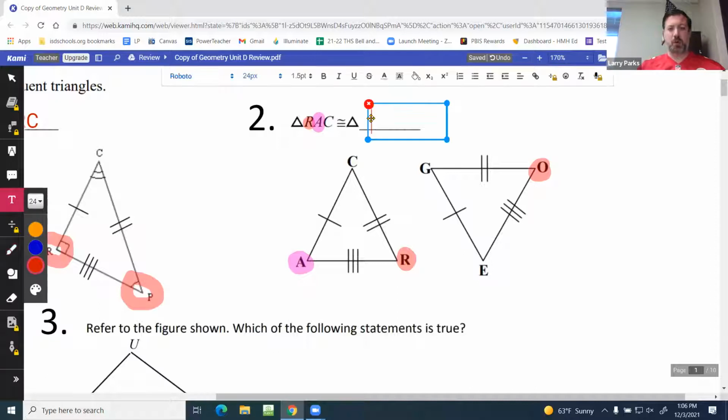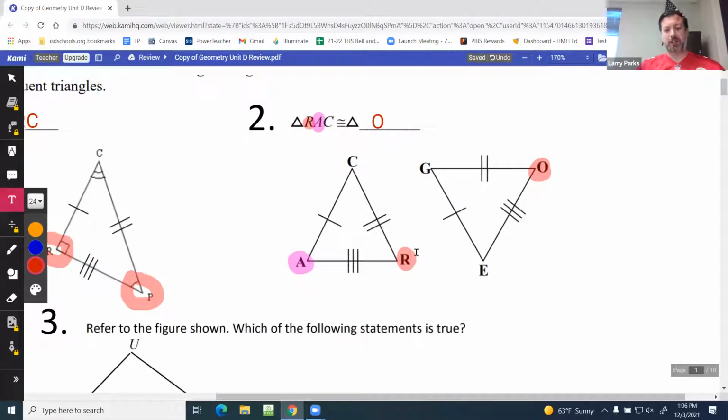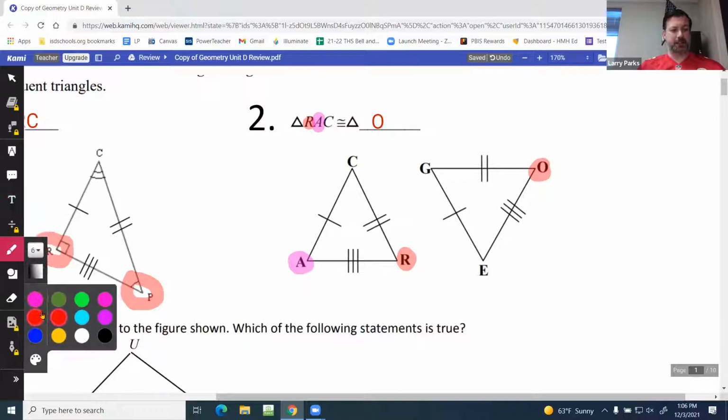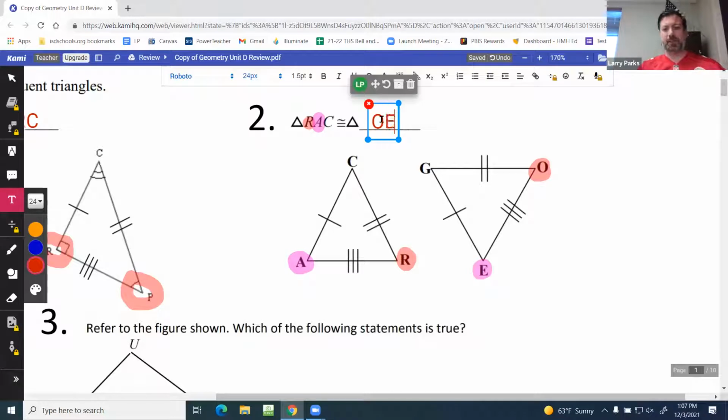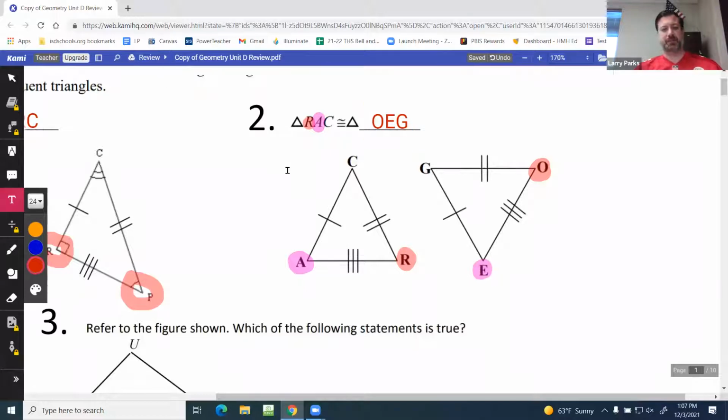Go ahead and put that in there. O. And then I need to follow along on the one that has 3 notches to A. So mine would be O to E. So I went O to E. We went R, A, C. Now we're going to go O, E, G. Okay, so that's how you name triangles congruent.